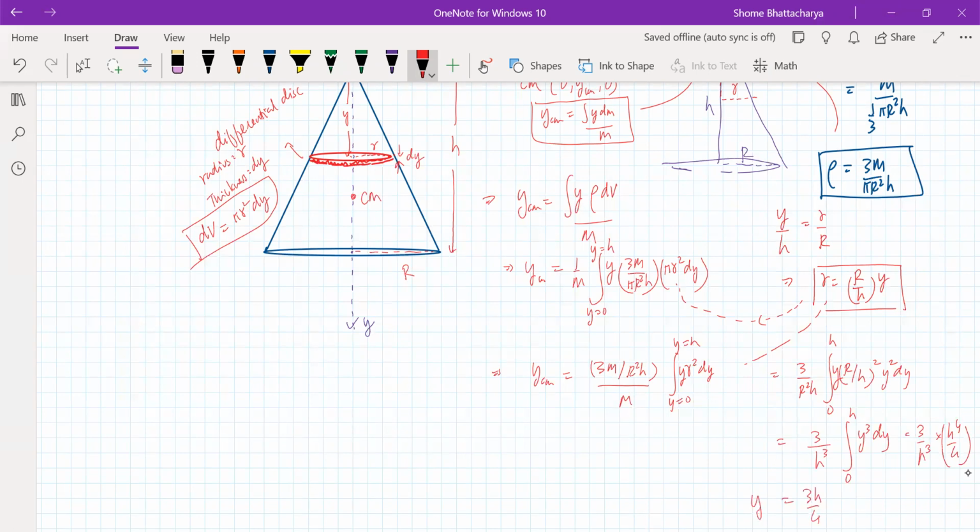Perhaps the easier way to remember this is that from the base, the distance becomes h by 4. From the apex, the distance of the center of mass is 3/4 the height. So from the base, it is a quarter of the height for a solid cone. We'll also see later that if you have a hollow conical shell, then we get some other answer for the center of mass. But this is for a solid cone.